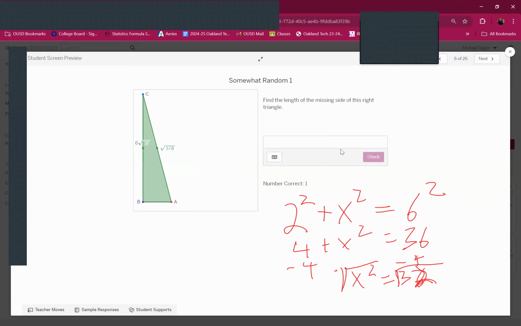Okay, and then it gives me another one. Oh, no, that's a very different one. So let's take a look at that. I wasn't expecting that to come up. So let's clear this.